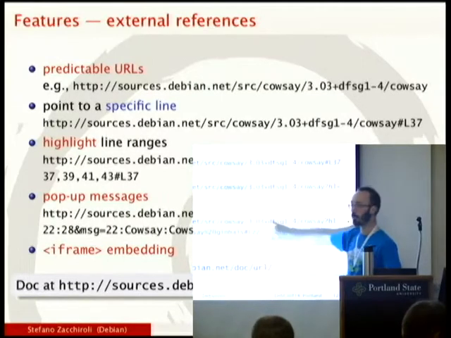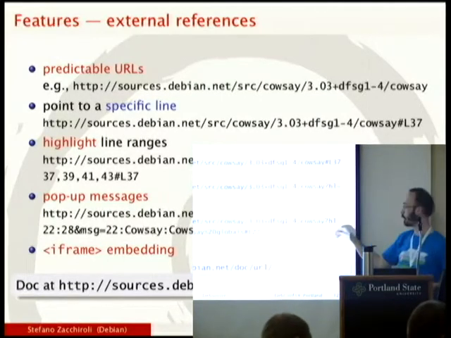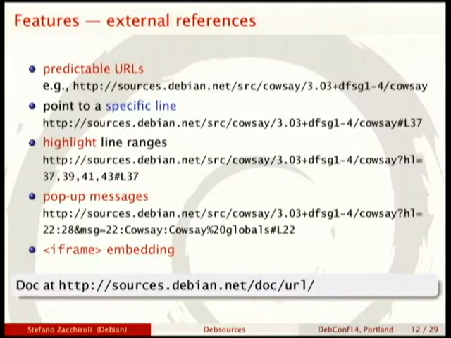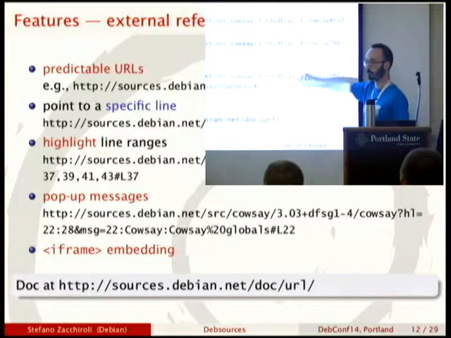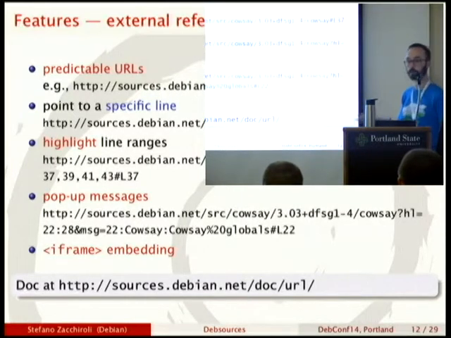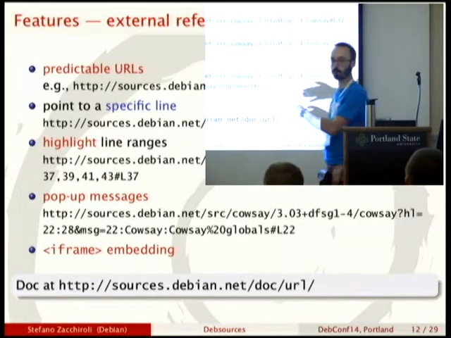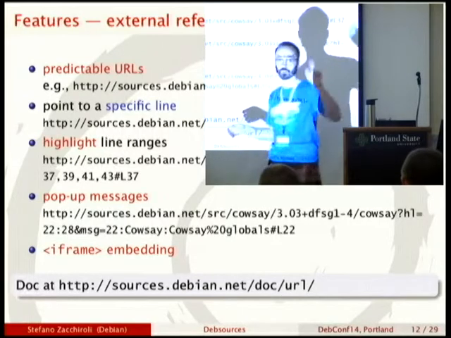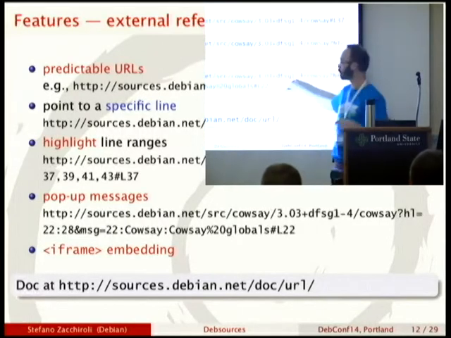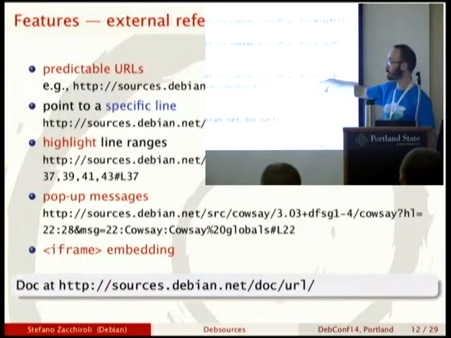And you can add pop-up messages. So essentially you can pass a parameter here saying message 22 cow say blah blah blah, and it will add a pop-up message in your browser at the specific line. Okay, this is what we mean to use for errors. So there is a static analysis tool that will return some specific errors associated to a line, and the idea is that to point into Debsources, they will use something like this.